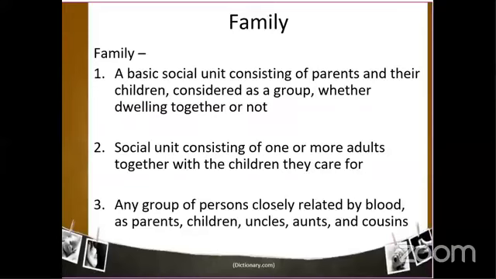Unit consisting of parents and their children, considered as a group, whether dwelling together or not. So there are some modern definitions of families, because when you look at the modern classification of families, we have over 10, or over 12, or over 15 classifications of families, and they have particular definitions.